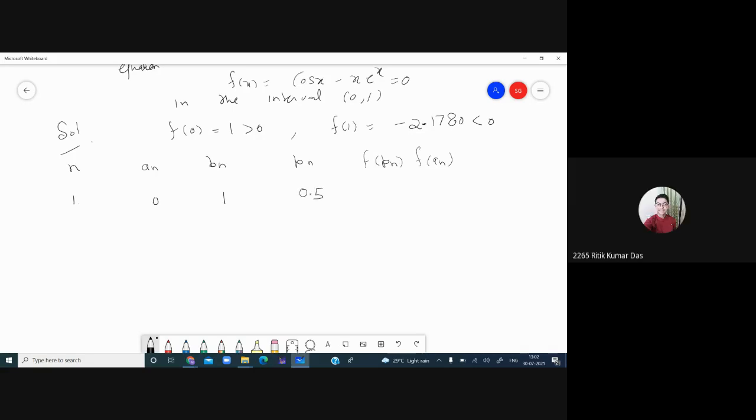Yes, ma'am. So the midpoint is 0.5. When I check the signs, they are greater than 0. It means the next interval would be 0.5 to 1. So again, the midpoint is 0.75. I cross-check the signs, and that comes out to be negative. So now the interval would be 0.5 to 0.75. Clear?